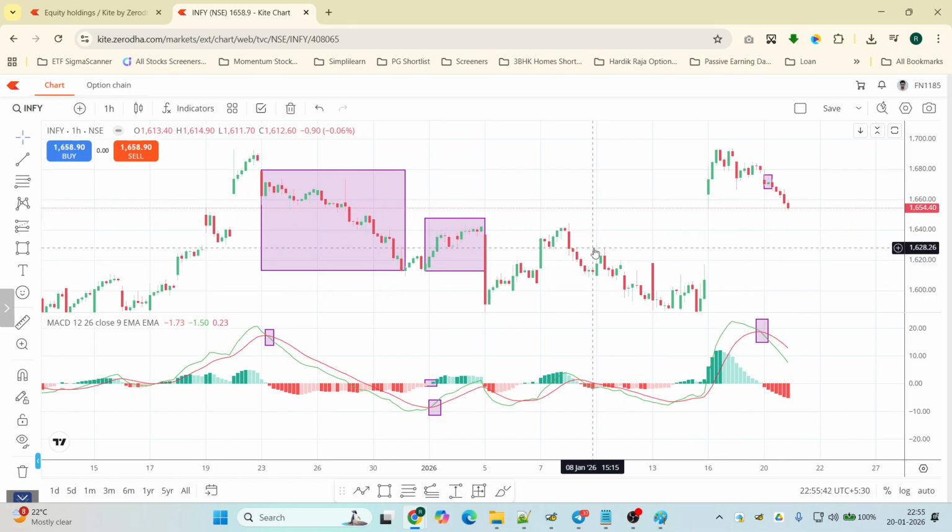So guys, that is about the MACD indicator. Please let me know if you have any doubts. I'll be very happy to assist you.